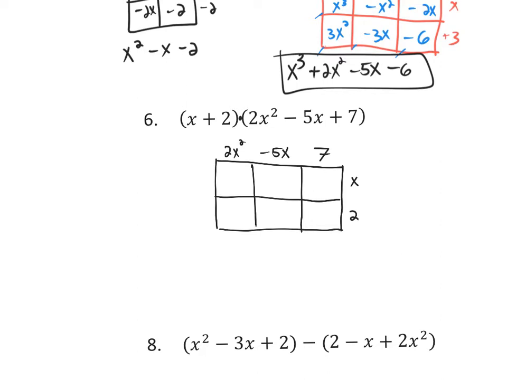So 2x squared times x is 2x to the third. Negative 5x times x, negative 5x squared. 7 times x, 7x. 2x squared times 2, 4x squared. Negative 5x times 2, negative 10x. And 7 times 2, 14. It looks like my diagonals are like terms, so I'm going to pull those out. Get 2x to the third power, 4 minus 5, negative x squared. Negative 10 plus 7, negative 3x, and plus 14.